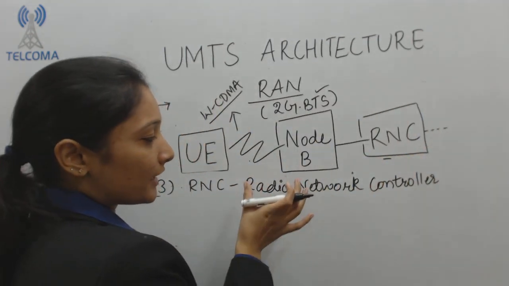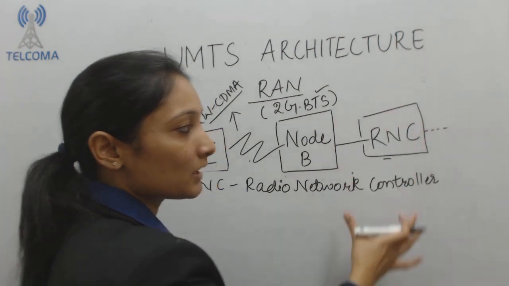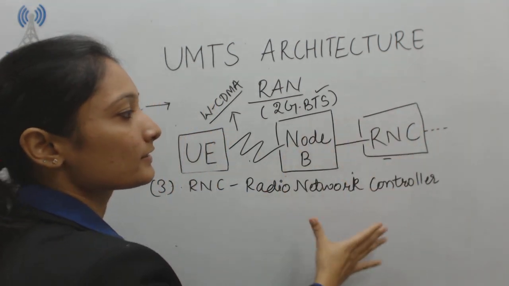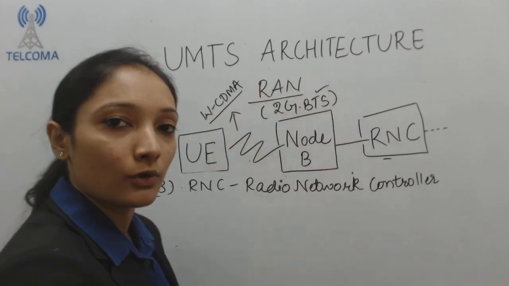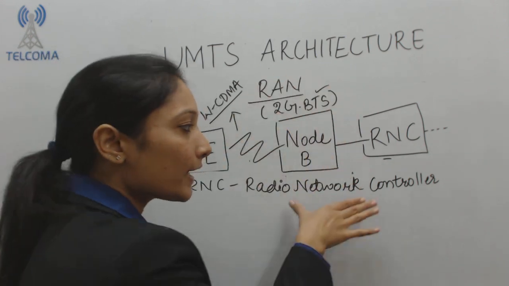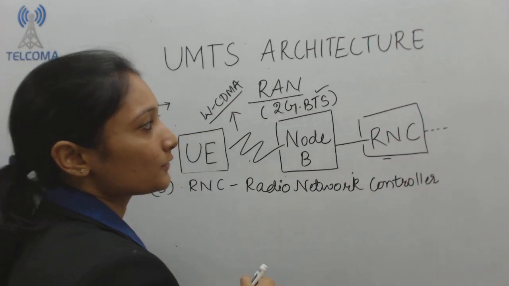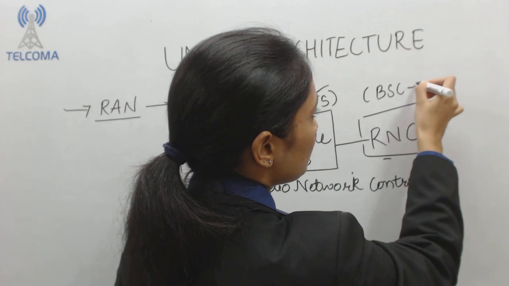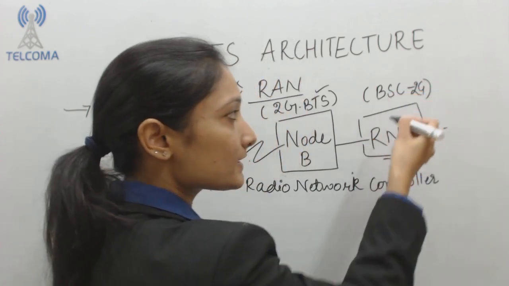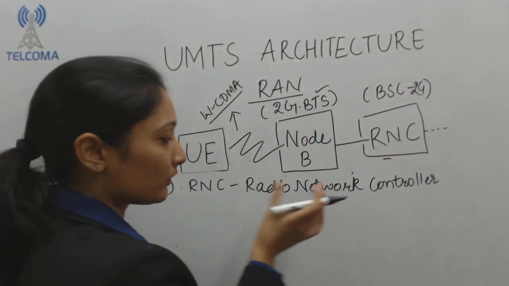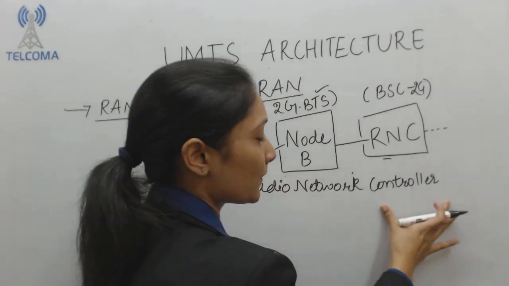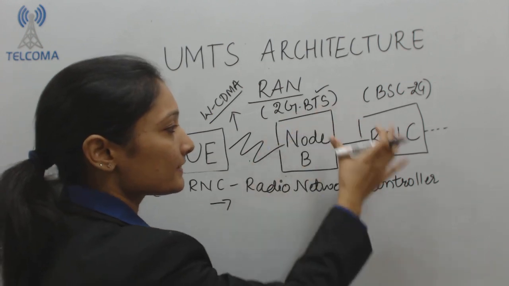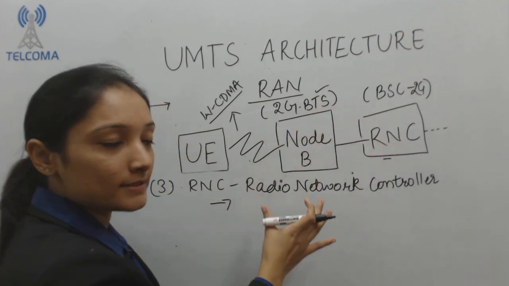Now, as the name implies, radio network controller, so that means RNC is the governing element of the UTRAN. RNC is a major element of the radio access network of 3G systems. Its functionality is similar to BSC, our base station controller, in your 2G systems. There it is referred to as radio network controller. The prime functionality of this radio network controller is to control the node Bs.